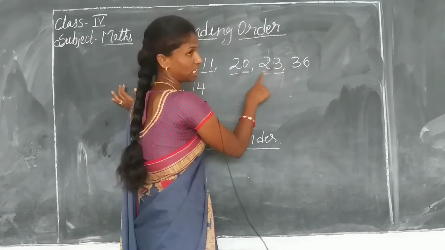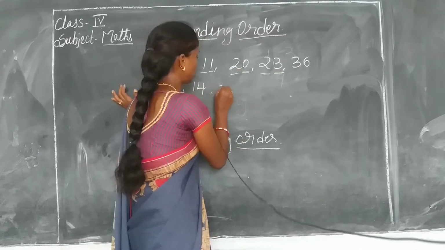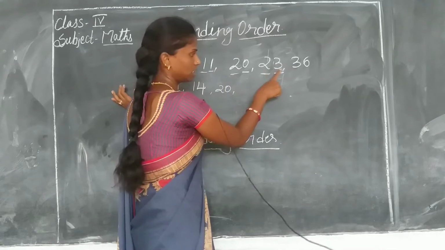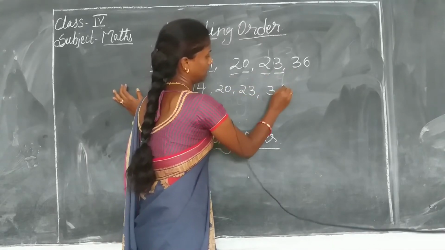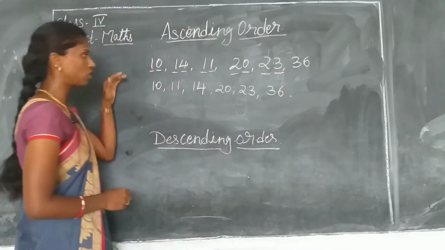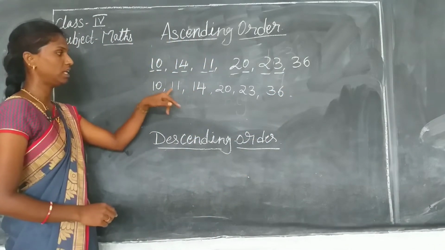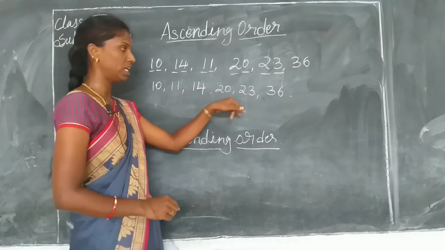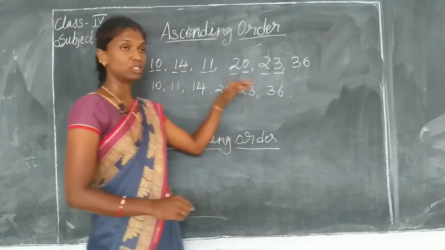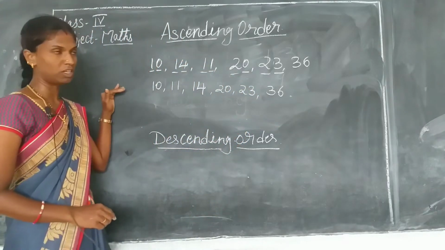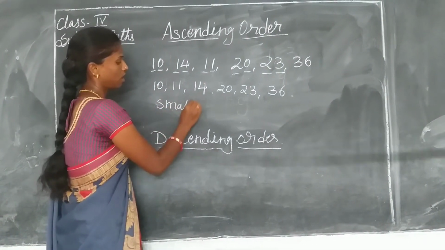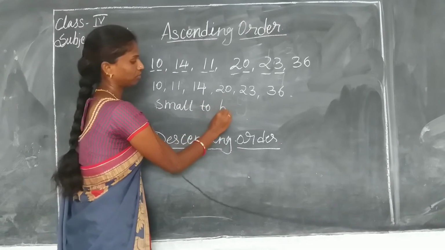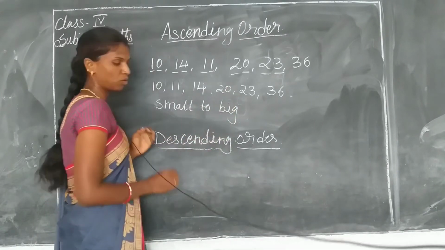Among these two, which is the least? 0 is the least. So 20, after that 3, 23. The remaining number is 36. So the ascending order of these numbers is 10, 11, 14, 20, 23, 36. So in this also you have observed that the ascending order is small to big. Shall we take some more examples for this?